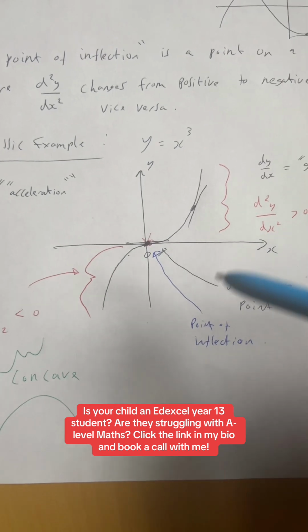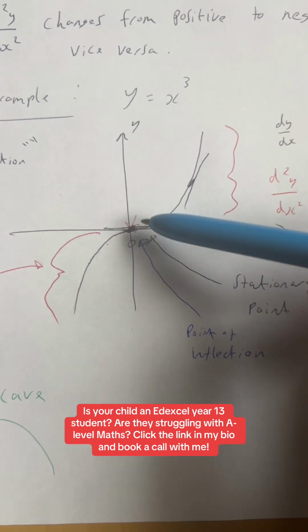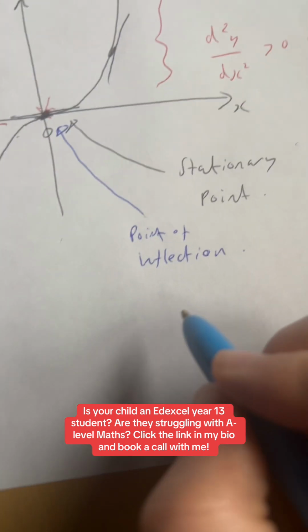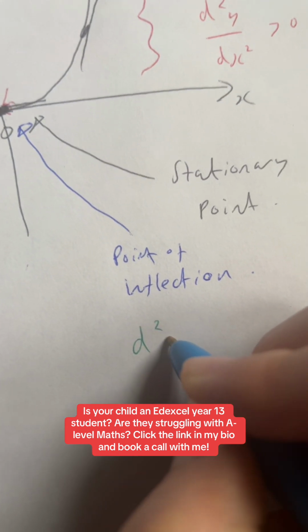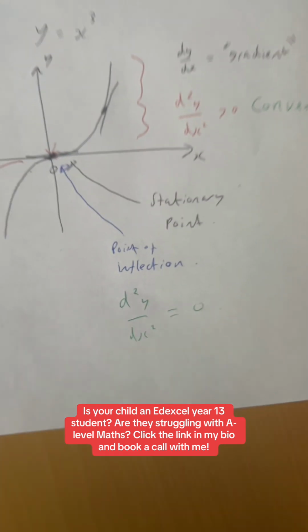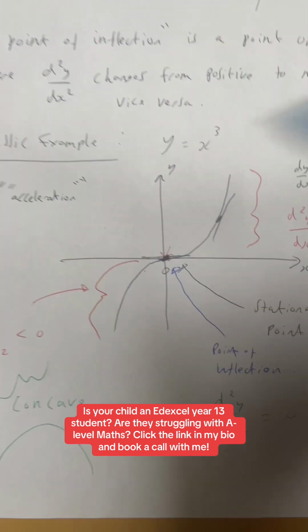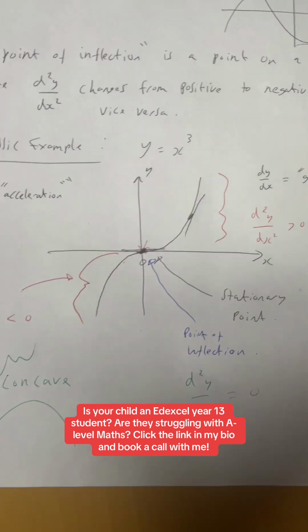So obviously a consequence of this is that a point of inflection must have a 0 second derivative. So the second derivative here is going to be 0 at this point of inflection. Now, something that is really important to mention: just because the second derivative is 0, it does not mean that this is a point of inflection. I'll show you now why that is true.